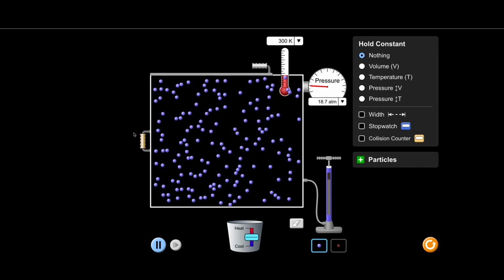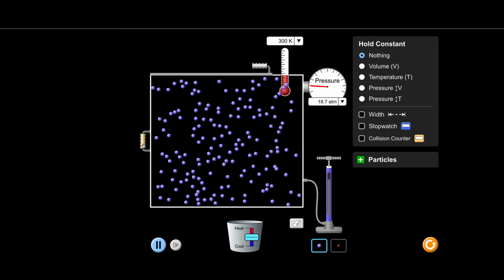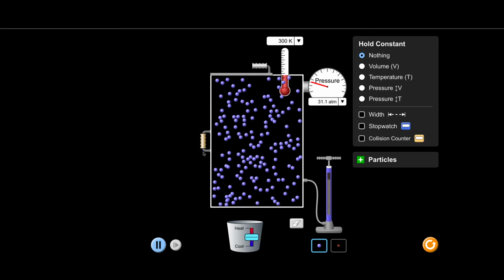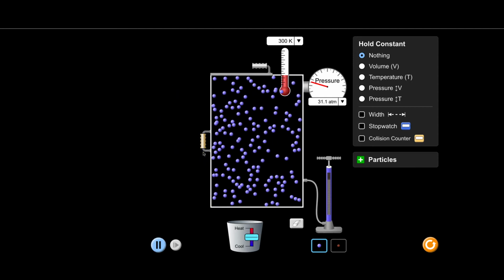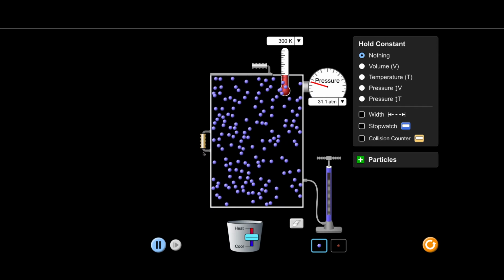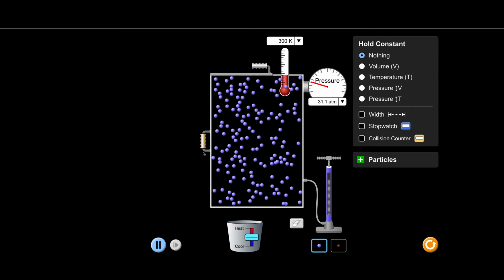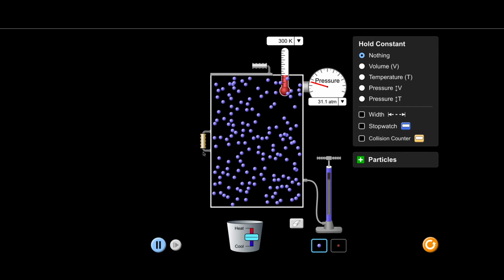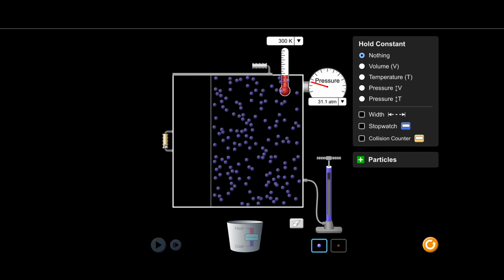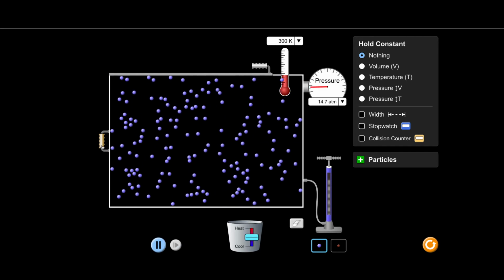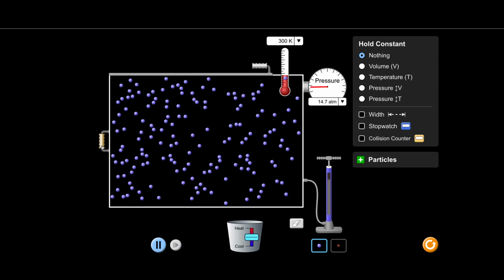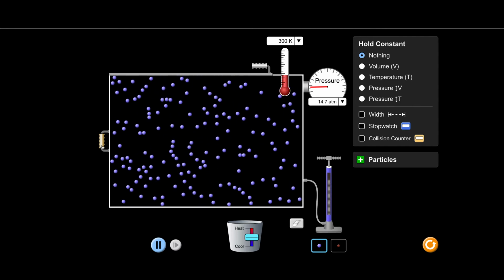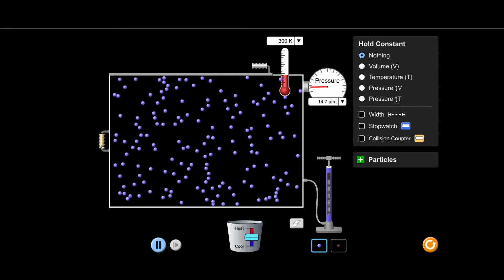Now, if I change the size of my gas container by shrinking it down, the pressure is going to increase because in a smaller container, the same amount of gas is going to collide even more. And so that's going to lead to more pressure. If I increase the volume of my container, the pressure is going to go down because now those molecules have more room to run around. They're not bumping into each other or the walls, and that's going to translate to less pressure.